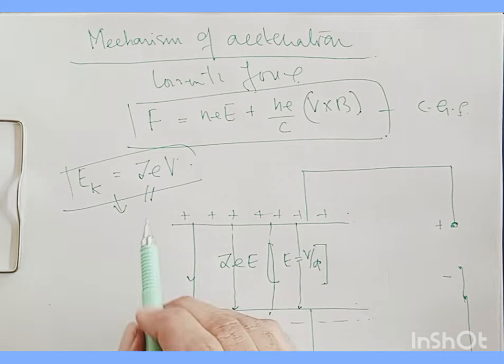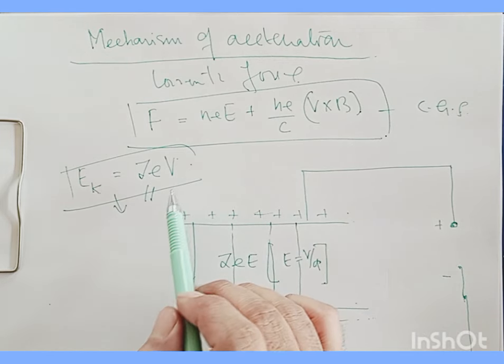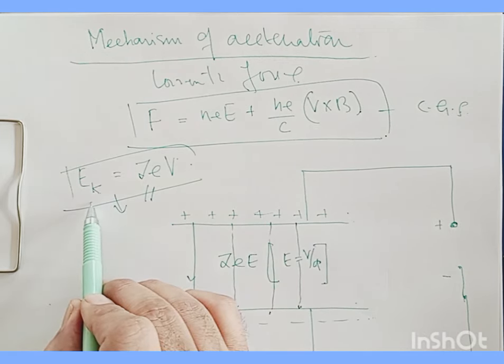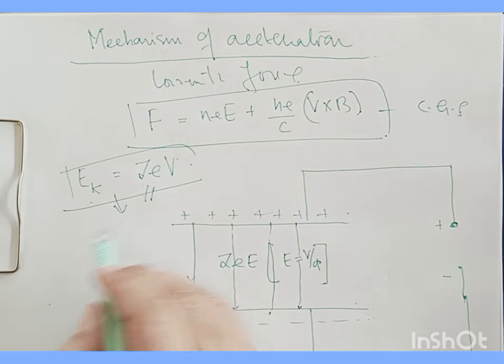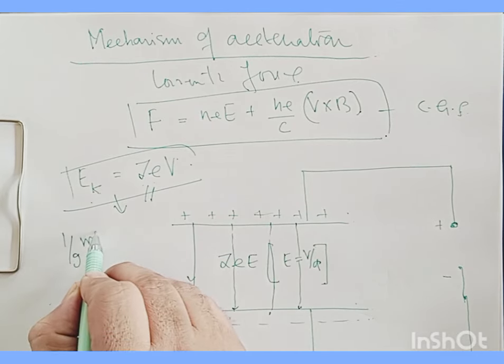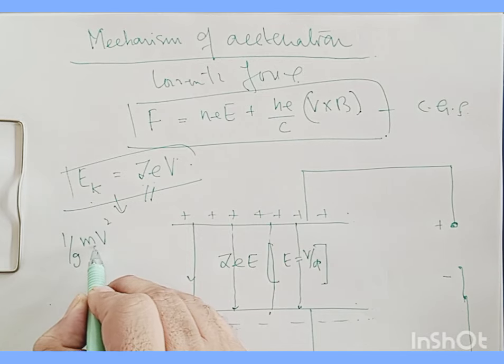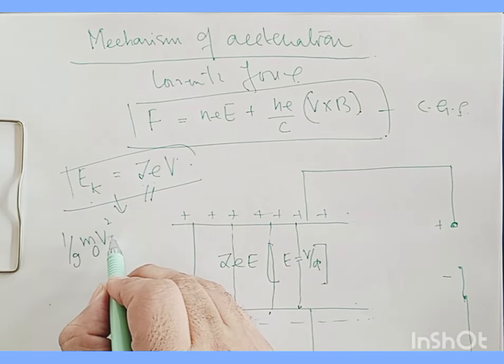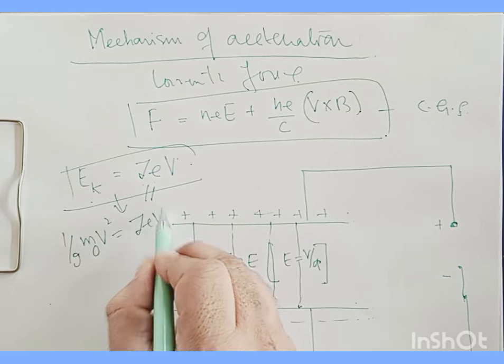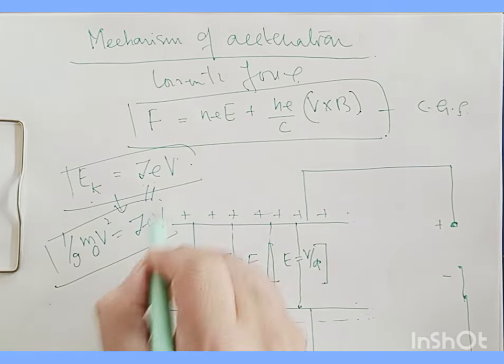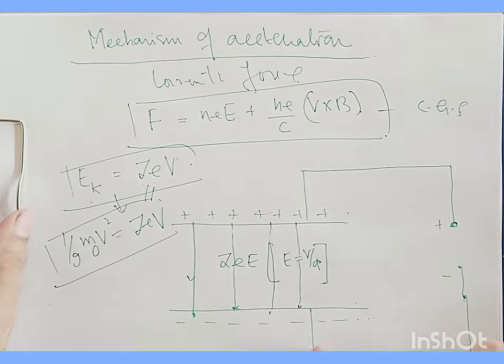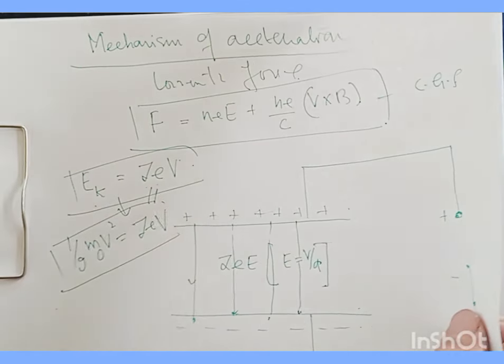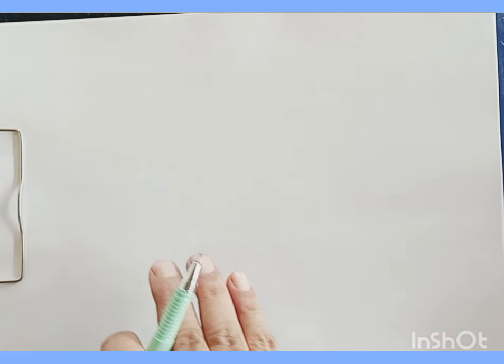Now, if we take the non-relativistic case, then this kinetic energy is ZeV, and that is one half of m v squared. Let me use m naught here for the rest mass of this particle. This is simply ZeV. That should be the case. So the charged particle that we have is carrying the kinetic energy.